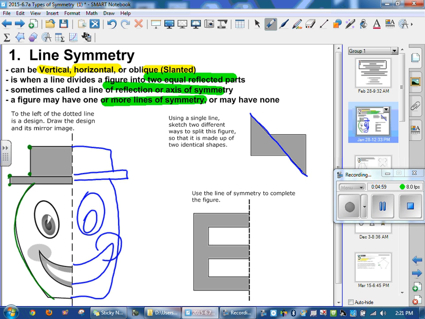So that guy is flipped over. He's got identical shapes on both sides. How about the letter E? So it says we've got a line of symmetry here. It's already cut it down this way. It wants you to draw the other one like it did the face.